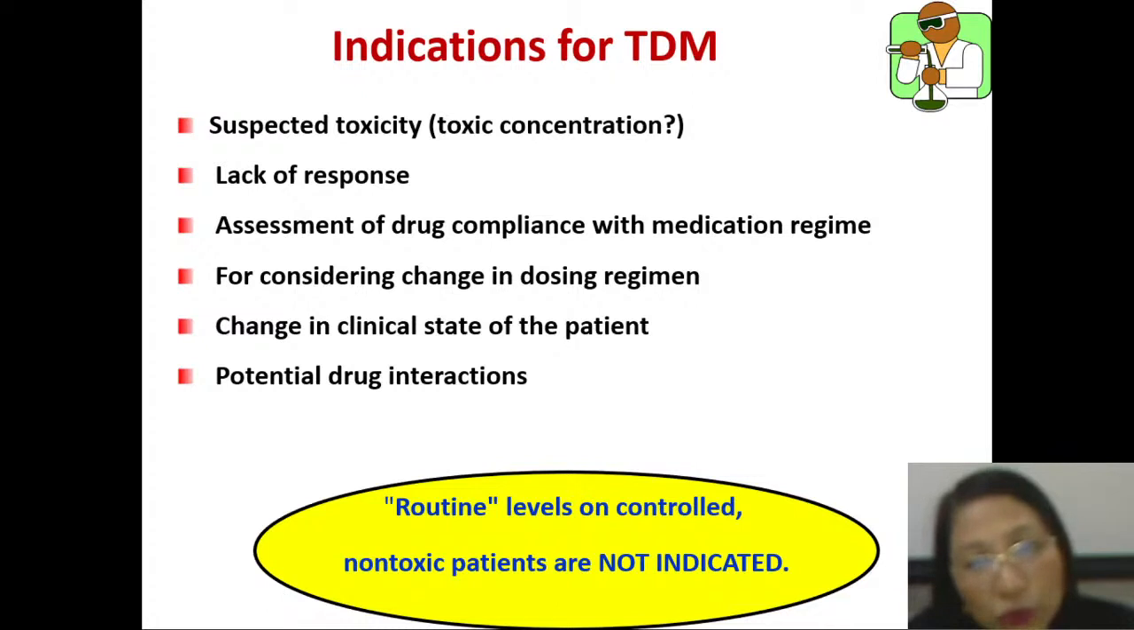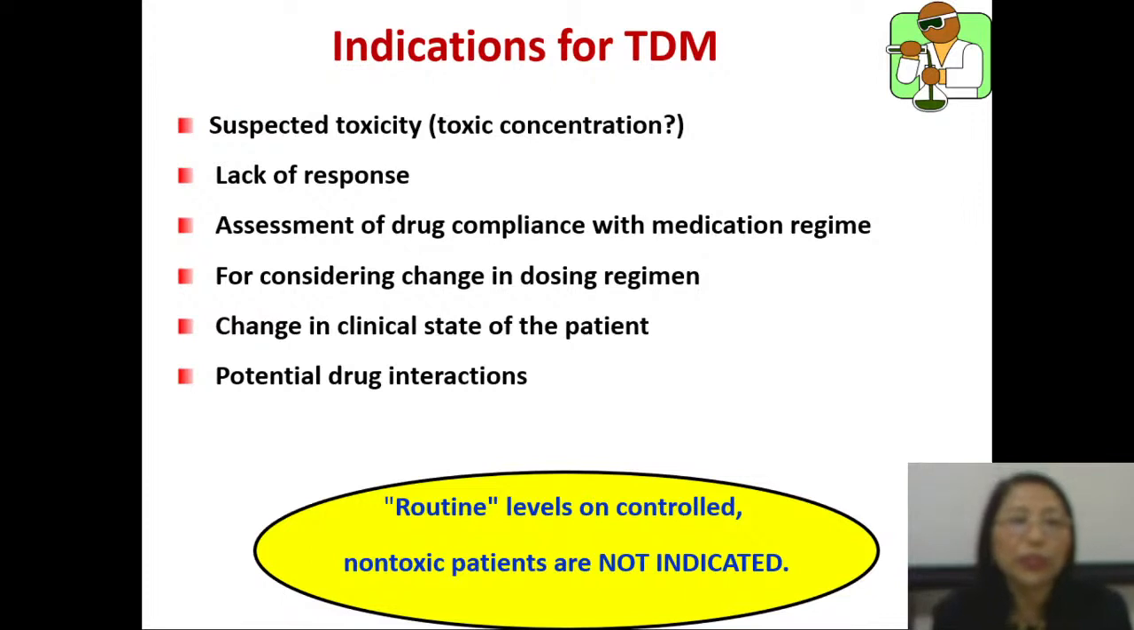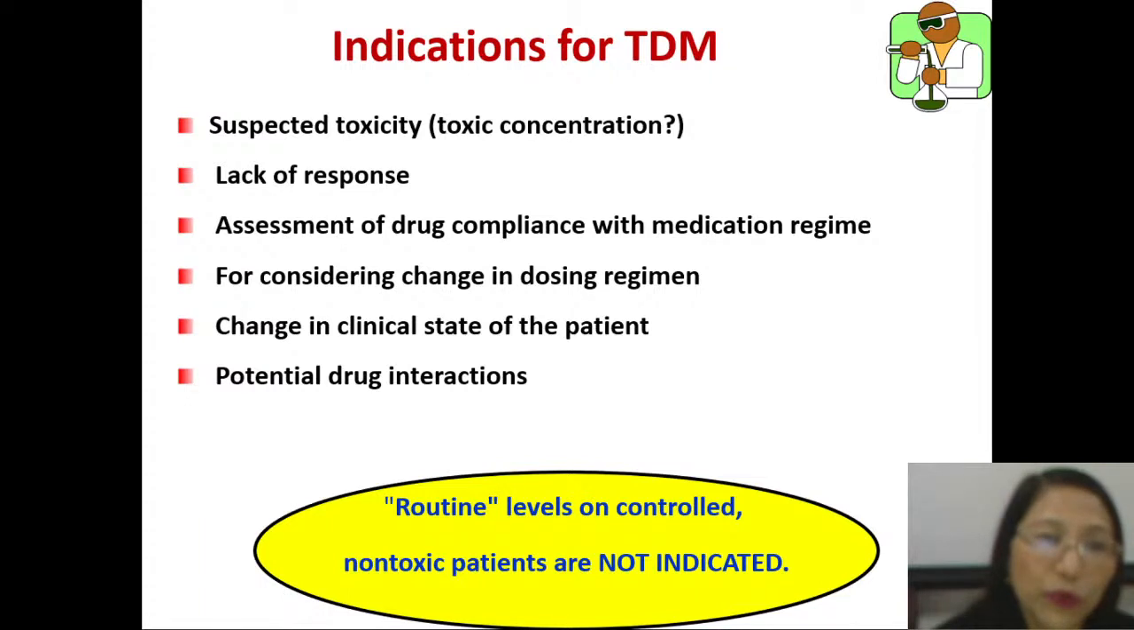For considering a change in dosing regimen, before increasing or decreasing the dose, we may need to do a TDM before we consider a change of dosing regime. Change in the clinical state of the patient, whether the patient has improved or deteriorated, or has become pregnant, or has renal disease or hepatic disease, any change in clinical state of the patient, we may need to do therapeutic drug monitoring. And the potential drug interactions. If you are suspecting potential drug interactions, whether that particular drug has any change in the serum levels, we may need to do therapeutic drug monitoring.